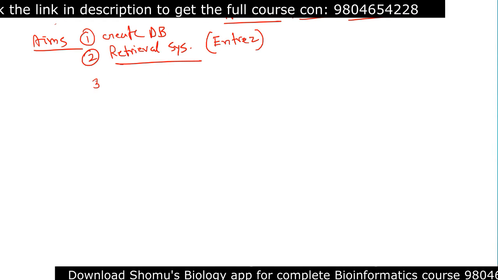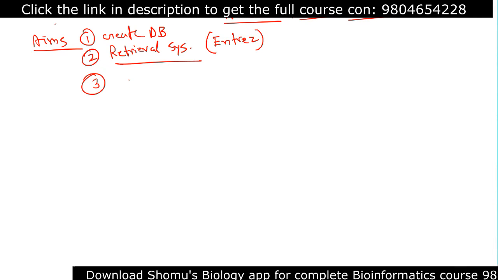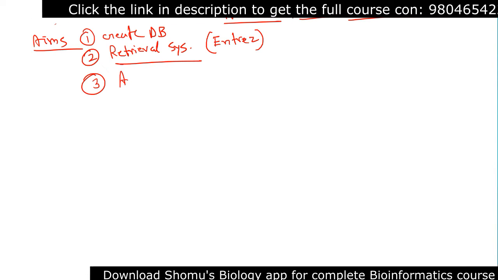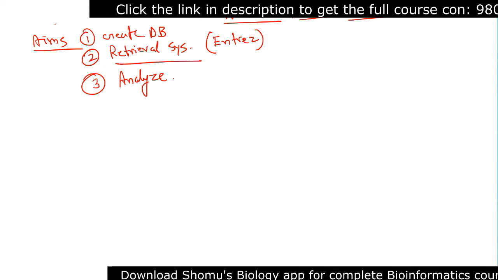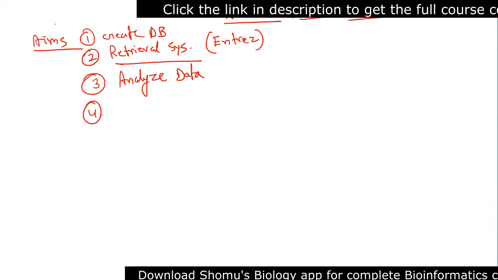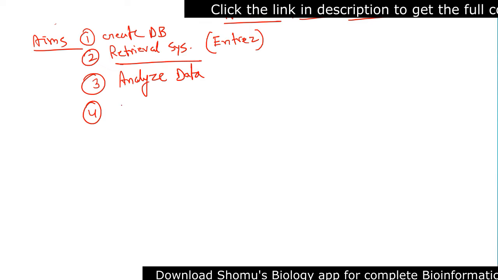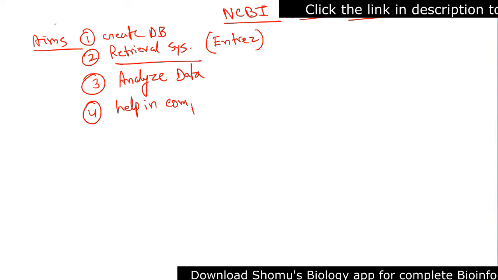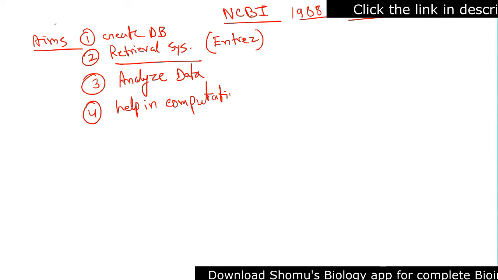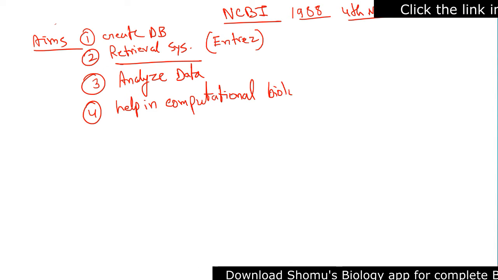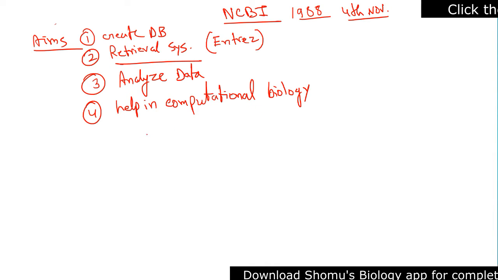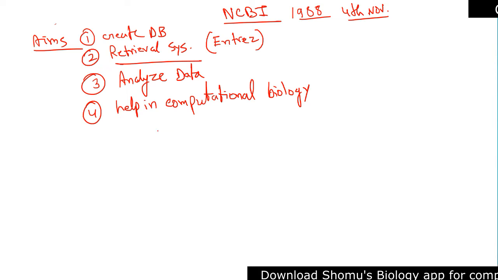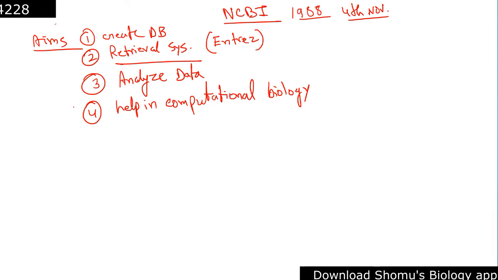And also the third important point is to develop software, tools and resources to analyze the biological data sets, and also to help in training in computational biology, to promote database data deposition and data exchange, and the standards for database data deposition and exchange. All these are aims of the construction of NCBI.